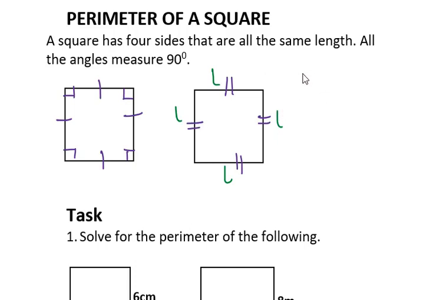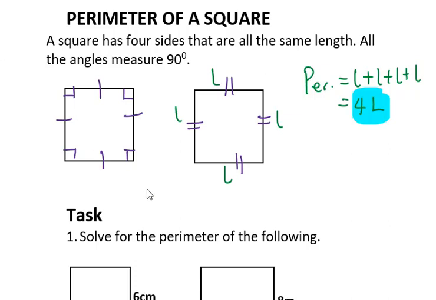Now if we want to solve for the perimeter, let me write it in short form. Perimeter is equal to the distance. We said perimeter is the distance around a two-dimensional shape, and what do we have here? L plus L plus L plus L. So L plus L is 2L, plus L is 3L, plus L is 4L. So it's 4L, and this is the general formula I'll be working with in this lesson on perimeter.